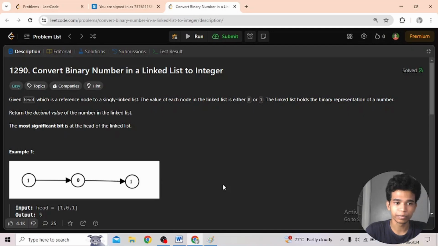The most significant bit is at the head of the linked list. So they have clearly given that the most significant bit is the head of the linked list. So it is in the right order when we take the numbers.